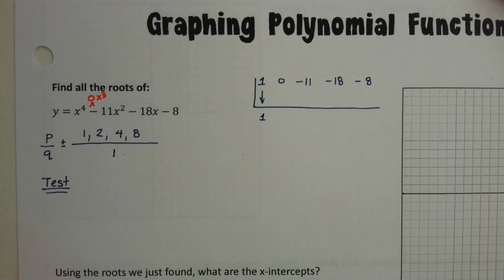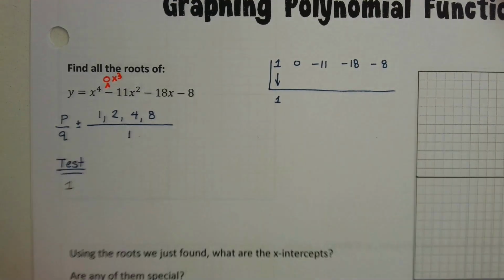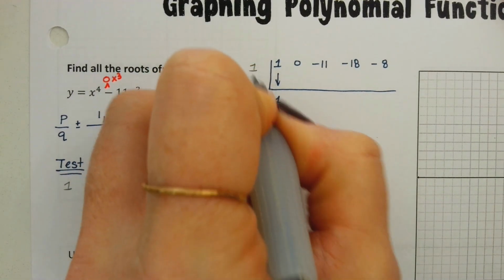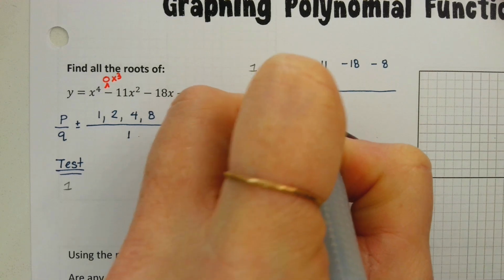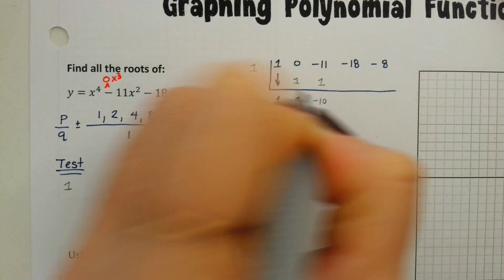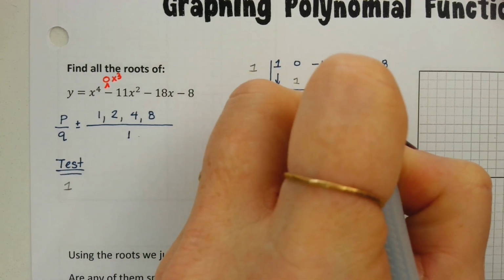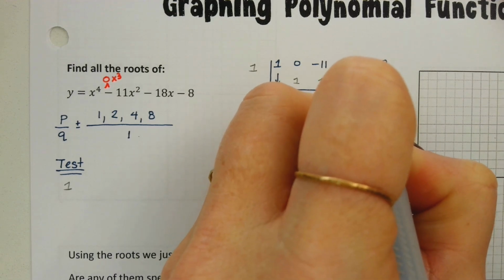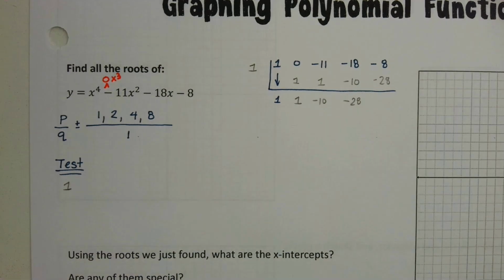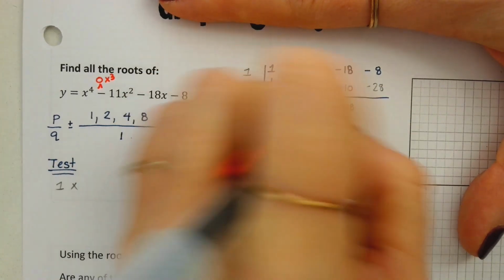What number would we like to test first? 1? I know, I always do 1 and negative 1 first. Alright, trying 1, see if it's a 0. 1 times 1 is 1. Add, multiply. If I add those, I get negative 10. Multiply. Add. Ooh, it's not looking good. So is 1 a root? No. What should we try next?